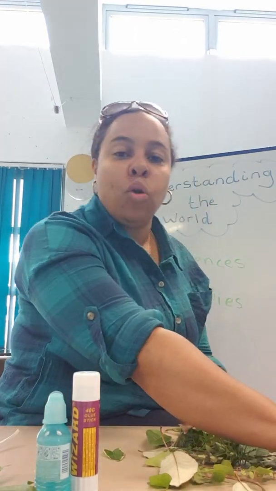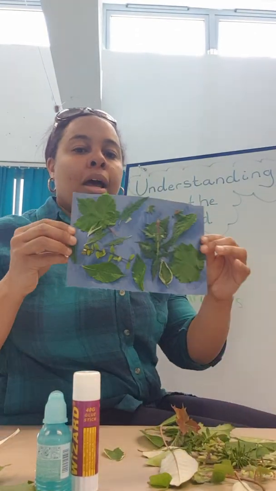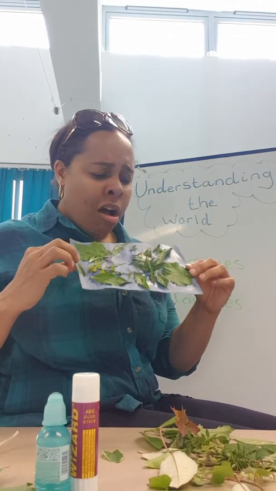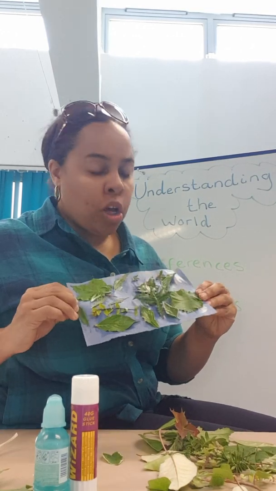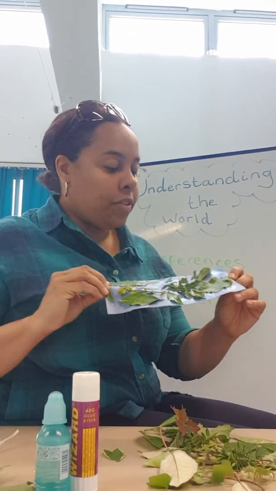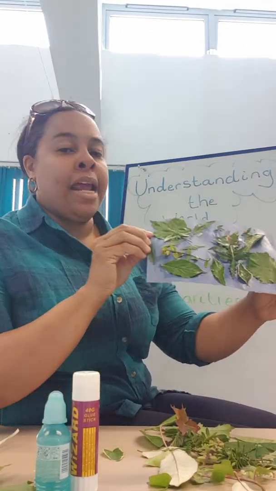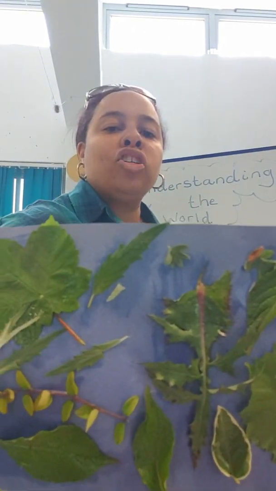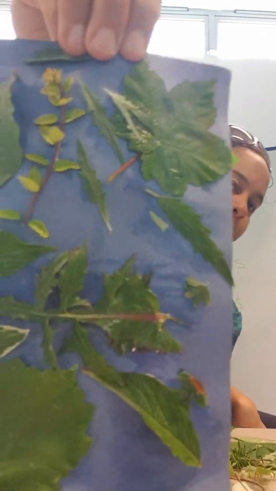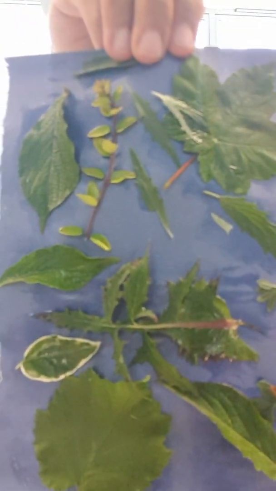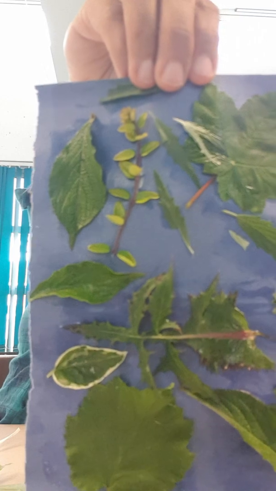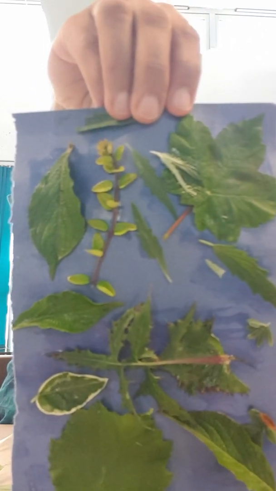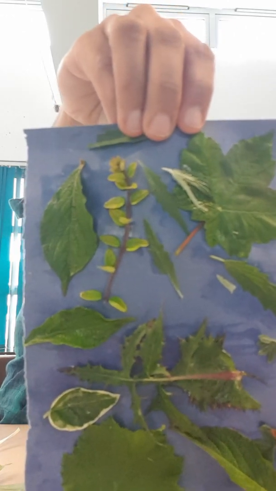And then I'm going to show you one that I made earlier. Look. So I used my blue paper and I have stuck lots of different leaves on it. There's so many different ones. Having a look at my collage, can you see 2 leaves that are very different? Tell your mum and dad how they are different. What is different about them?